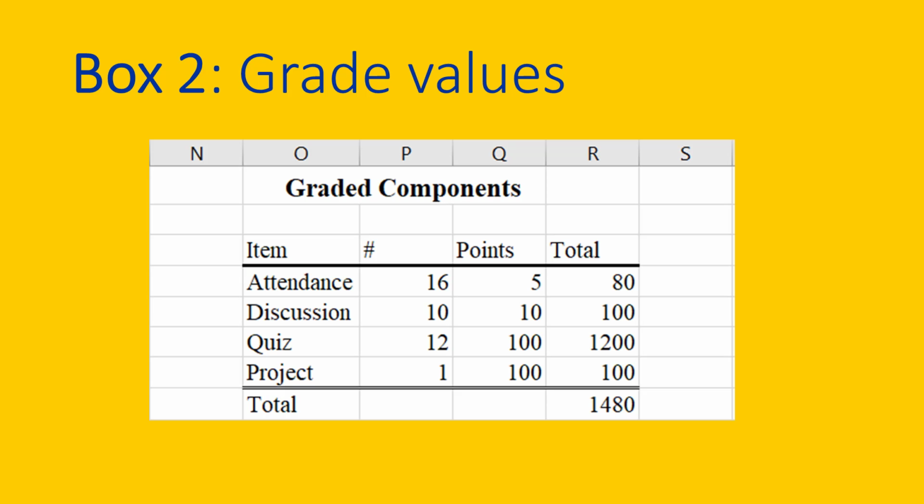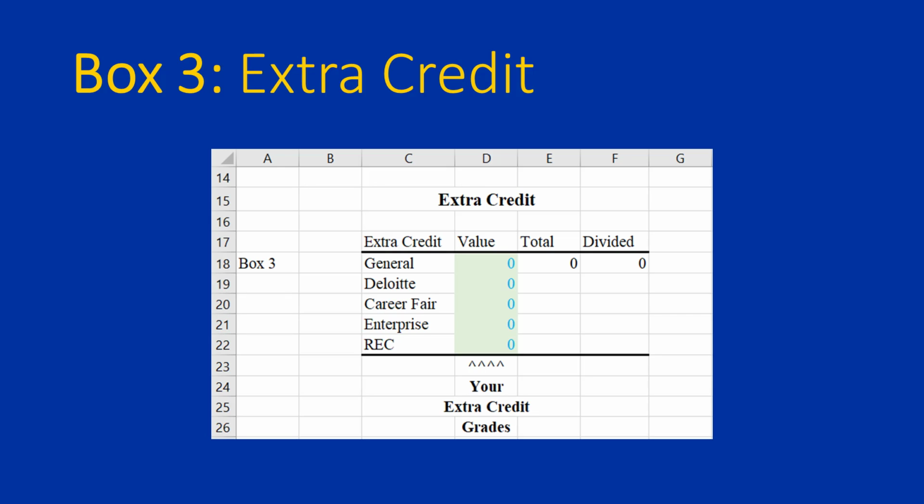Box 2 shows you how the values from column D are computed. You should remember that discussions and quizzes are set to the minimum for our semester. If you want to see what your grade would look like with a maximum number of assignments, adjust the values in column P.